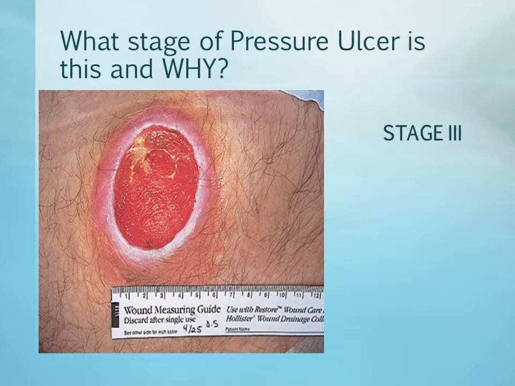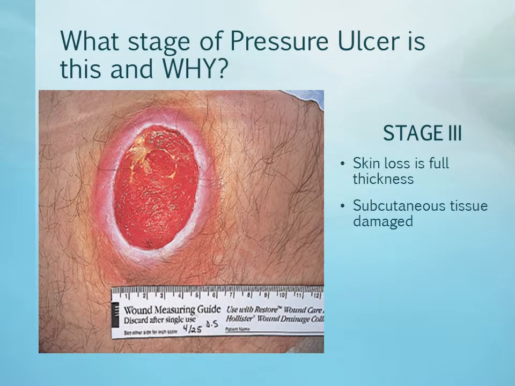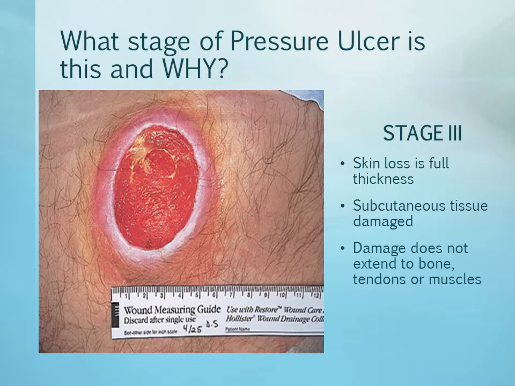This is stage 3. The skin loss is full thickness. There is subcutaneous tissue damage. The damage does not extend to the bone, the tendons, or the muscles. And the wound has a crater-like appearance.